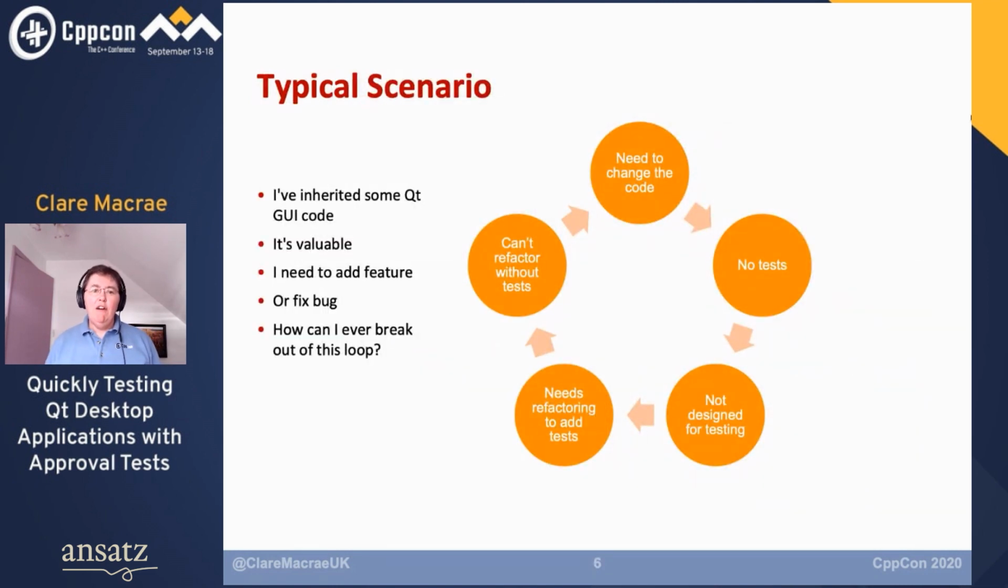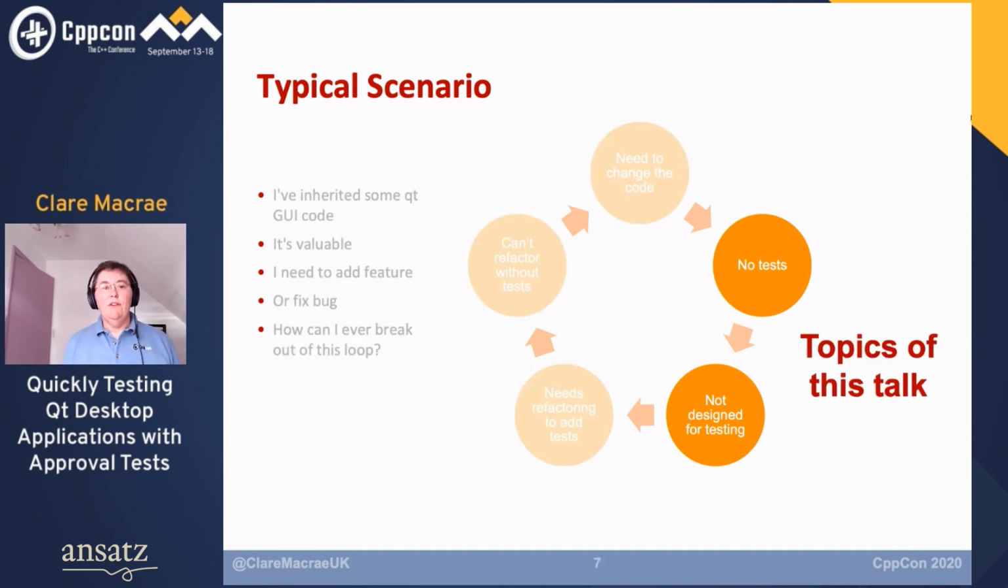So here's the scenario that we're working with. You have inherited some legacy Qt code and it's valuable. You need to make some changes, but it doesn't have tests and it wasn't designed for testing. So you get into this vicious circle that you can't add tests because you can't safely refactor. And the majority of this talk is helping you break that side of the circle, but specifically for Qt desktop applications. You don't have any tests and the code wasn't designed for testing.